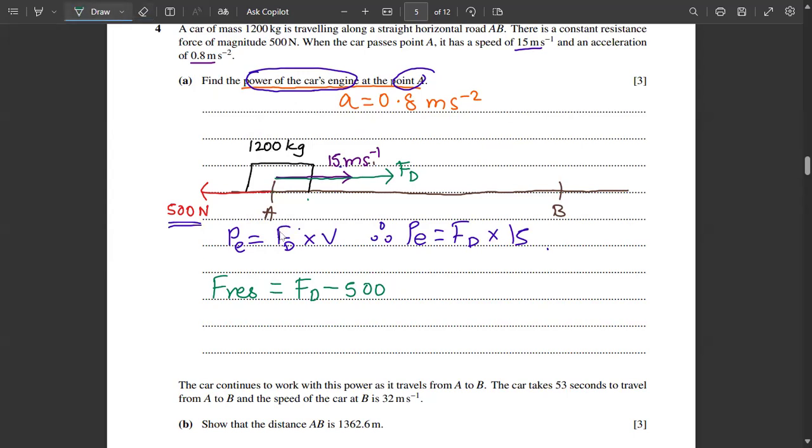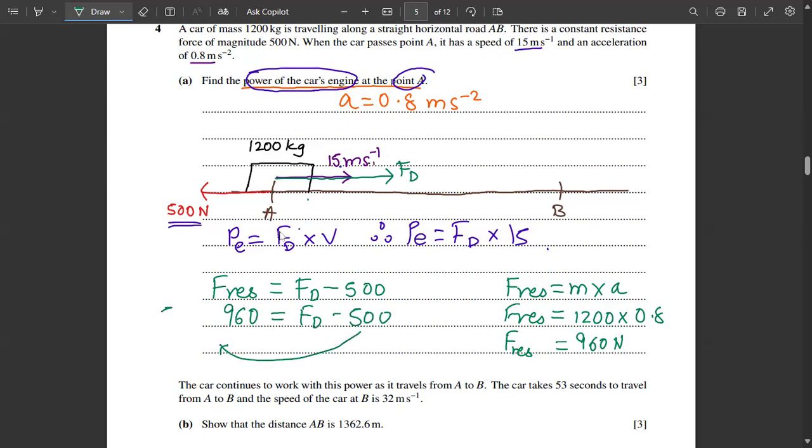Now I can also say that the resultant force is equal to mass into acceleration. The mass of the car is 1200 and the acceleration is 0.8. So the resultant force is 1200 into 0.8, which is 960 Newton. So 960 Newton is equal to the driving force minus 500. So this 500 will go there and become plus 500.